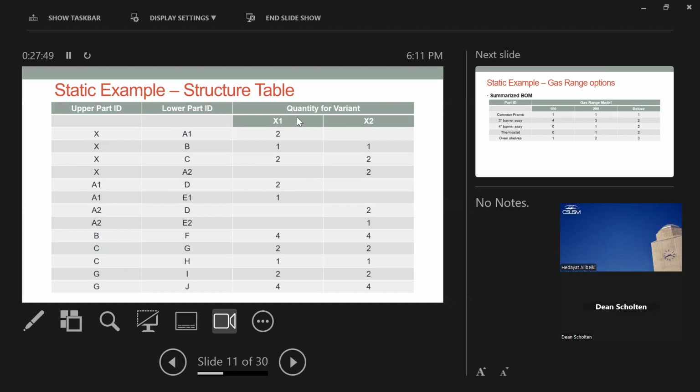So in a lot of cases, when you work in the ERP system, you can run a query and get a table view of the recipe, right? This is one way that they handle static variants. Instead of having two separate tables, one for X1 and one for X2, they still have one table, but they just create three tables and then record quantities.